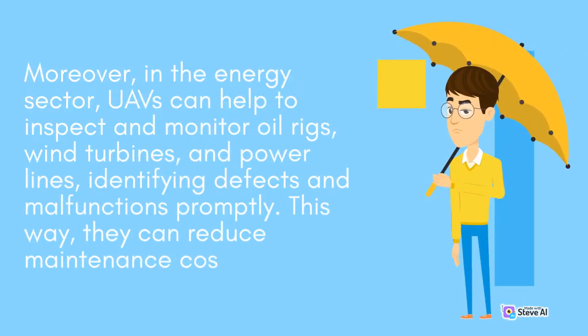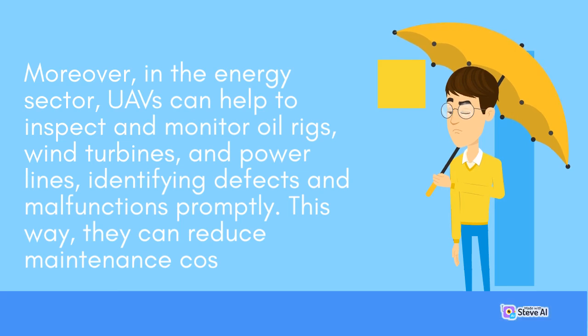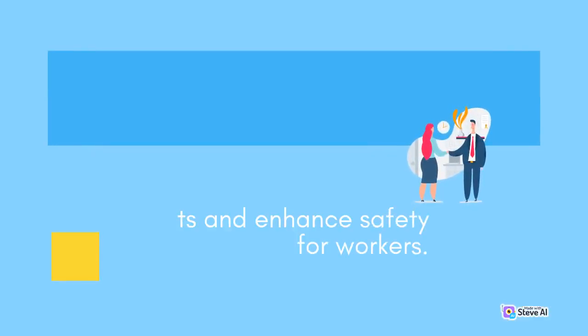Moreover, in the energy sector, UAVs can help to inspect and monitor oil rigs, wind turbines, and power lines, identifying defects and malfunctions promptly. This way, they can reduce maintenance costs and enhance safety for workers.